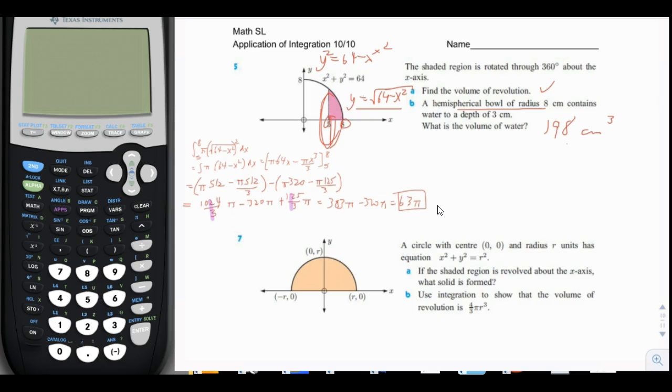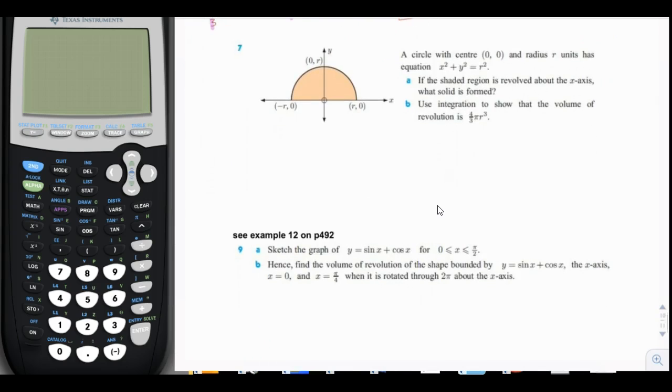Okay. Number 7. A circle with center 0, 0 and radius r units has the equation x squared plus y squared equals r squared. If the shaded region is revolved about the x-axis, what solid is formed? And use integration to show that the volume of the revolution is 4/3 pi r cubed, which may be recognized as the volume of a sphere.